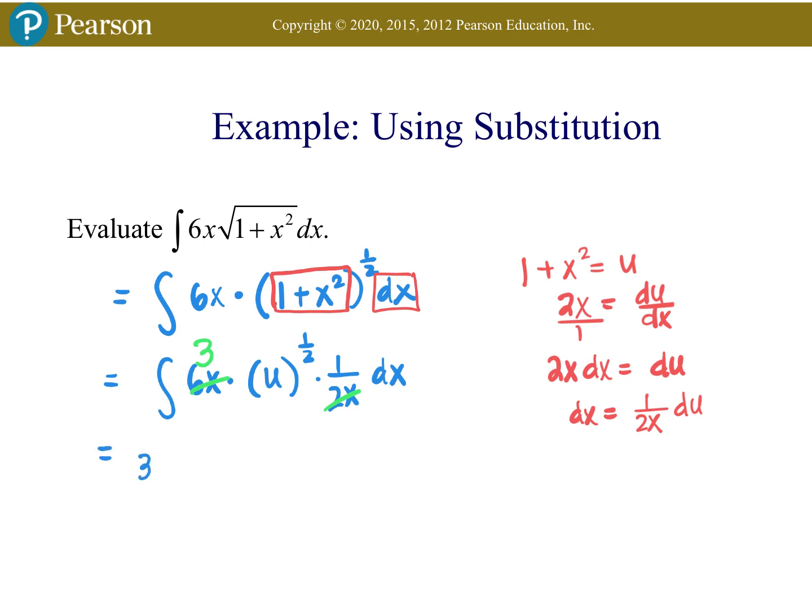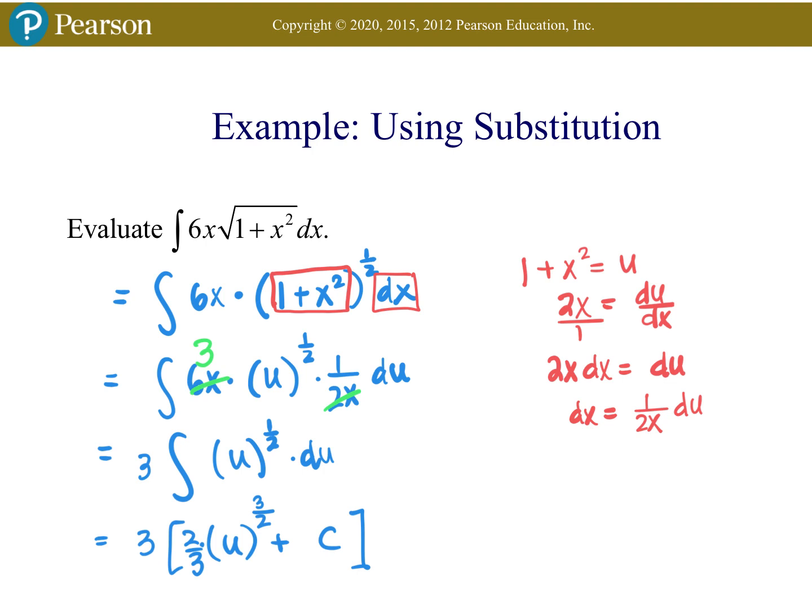And so 3 gets pulled out to the front, and all you're left with, sorry, I see I wrote a mistake. That was supposed to be a u. Sorry, I just copied it wrong. Parentheses 1/2, and then du. So it simplifies beautifully, and 3 has been pulled out, and now your u to the 1/2 is what you'll work with. So my antiderivative now goes up by 1, and I go up by 1 to get 3/2, and then I multiply by 2/3, and then I have my plus c.